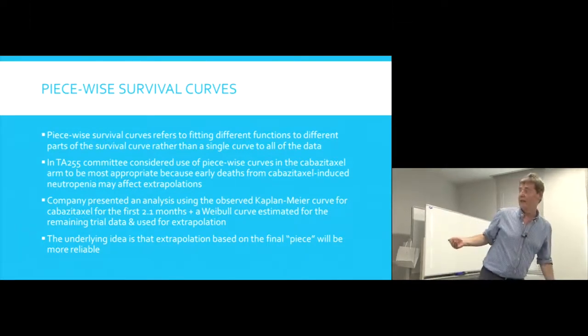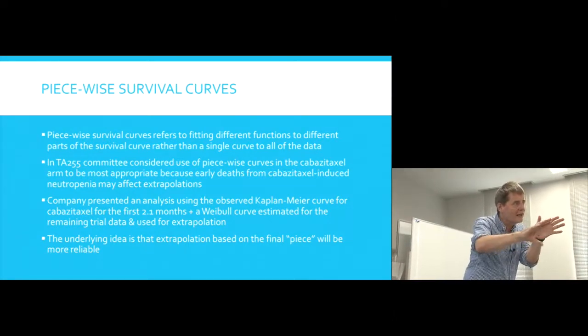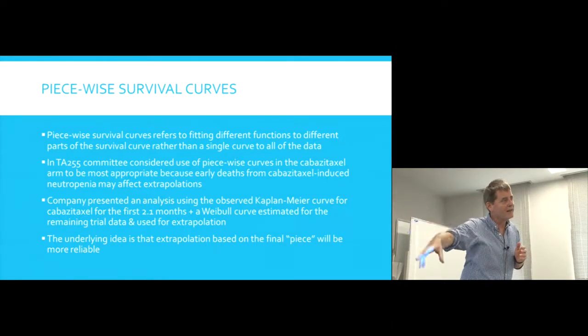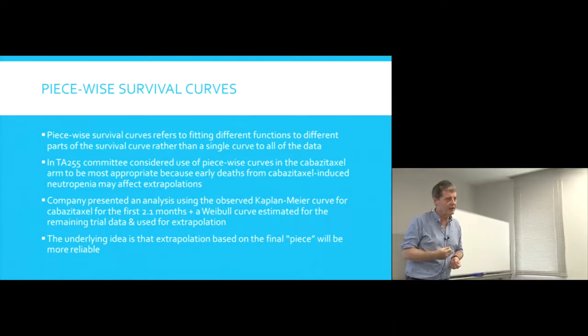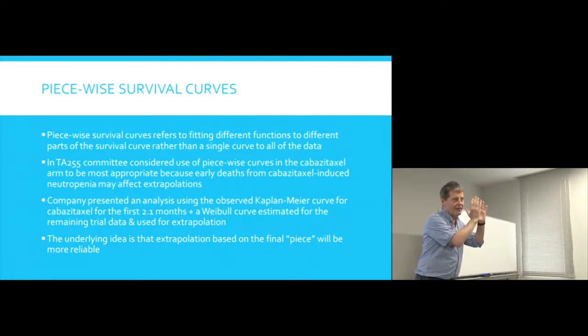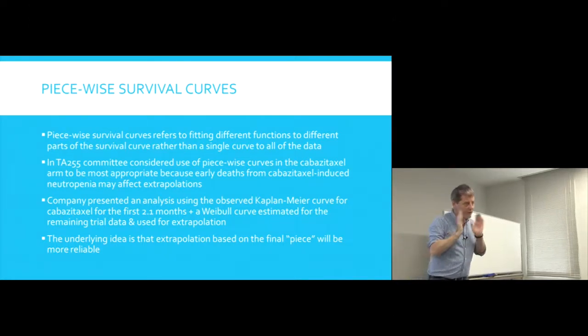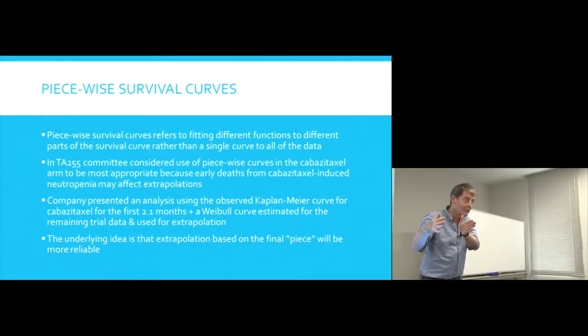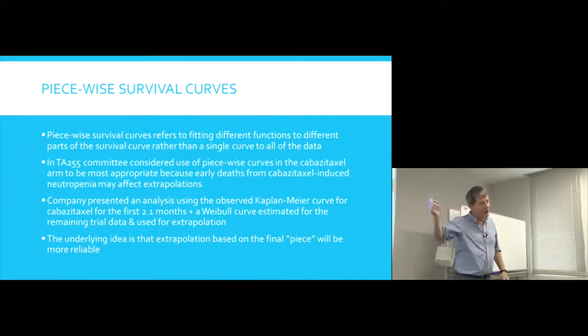And the underlying idea here is that the final piece may be the best predictor of what happens next. And it's got some strong intuition that if some patients are dying very early on, they're not very helpful in predicting what happens to the survivors. Much more useful is the second piece of the survival curve. All the early deaths have disappeared, and we've got a much steadier progress, and using that part of the curve to extrapolate or predict the future.